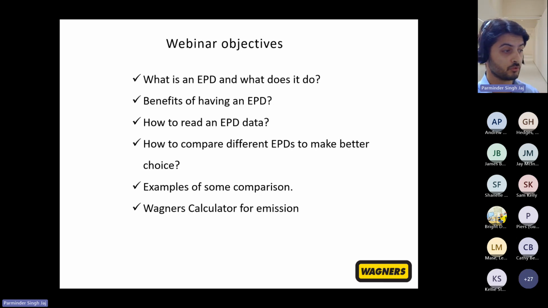We also have some examples for you. So comparing EPDs, and we will look into CO2 emissions and some other factors that are also important. And at the end, we will talk about a calculator that Wagner has made for you. So it's easy, not to just go through all the EPDs, but you can use the calculator in a really simple way, and that will give you the proper emission comparisons.